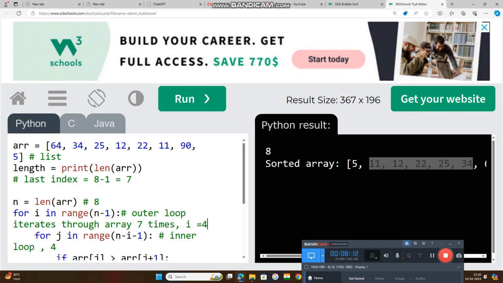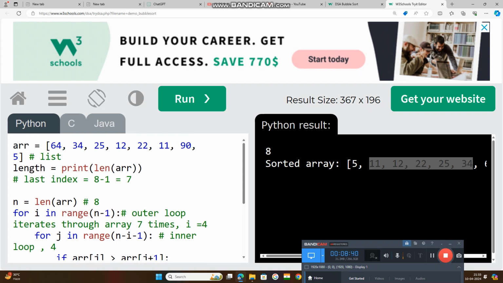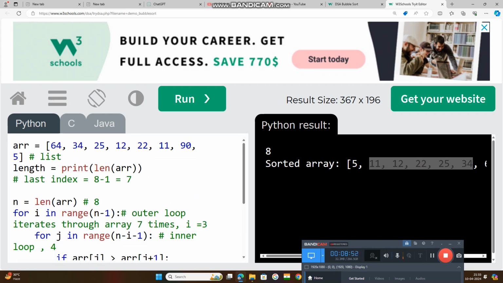So values will be what? Whenever I is equal to 4, 8 minus 4 minus 1, 8 minus 5, so your values will be 3. Values will be 3 means the last 3 values will be there.